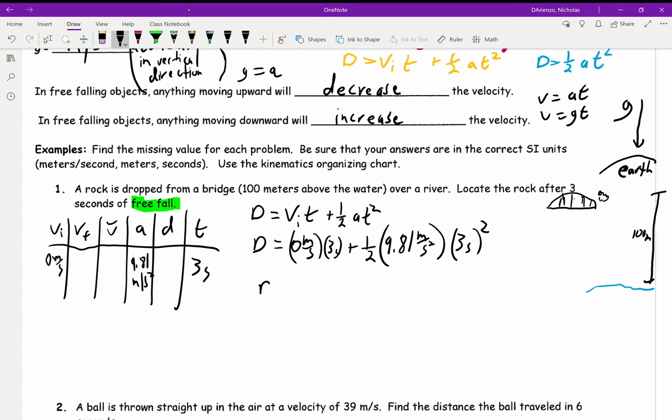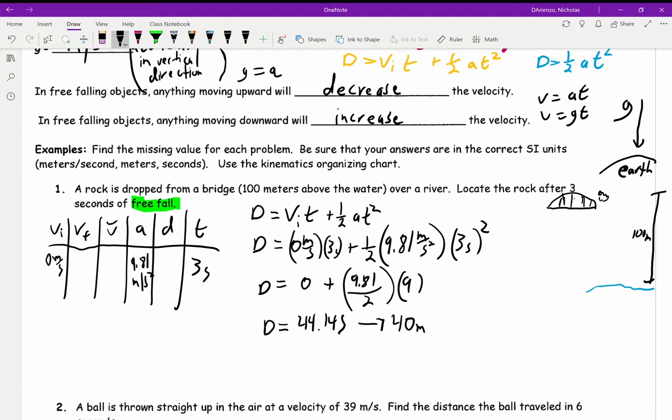This is D, so D equals, this value is 0, so it's 0 plus, let's see, we're going to have 9.81 over 2 times 9. Punching this into our calculator, we get a distance of 44.145, which would round to 40 meters.